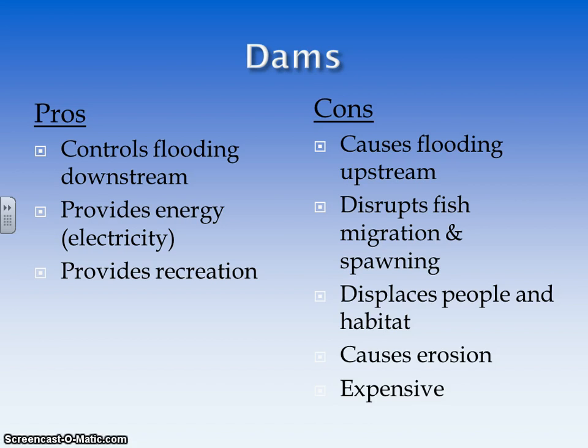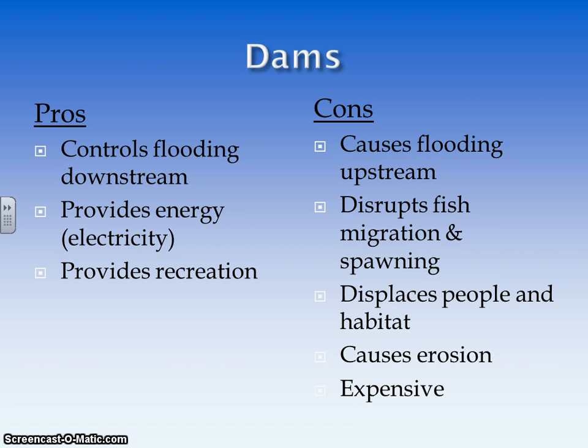Dams, as everything, cause problems. So even though you're controlling flooding downstream, you've now dammed up and pushed up the amount of water that's upstream, and so you start getting a lot more flooding upstream than you had before. Because that dam is there, fish cannot migrate back and forth the way they used to, and so we have to build in some special things for that, and that causes problems, decreases evolution in genetics. Because of that flooding upstream, we can displace people and habitat. It causes lots of erosion.